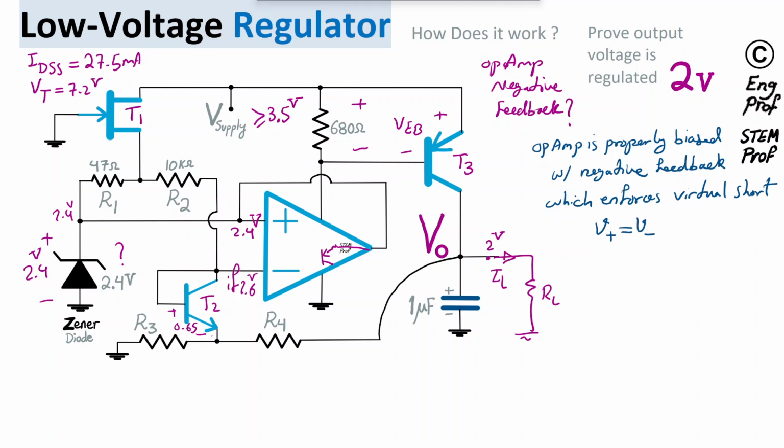the same voltage as the negative input terminal. Let me write it this way: negative and positive input terminals have the same voltage, and the positive terminal is connected to the Zener diode. Therefore, if the Zener diode is properly biased with a proper Zener current, then we should have 2.4 volt nominal at both positive and negative terminal. Okay, so that is the part of intuitive analysis of the circuit. Now let's just do the actual analysis.